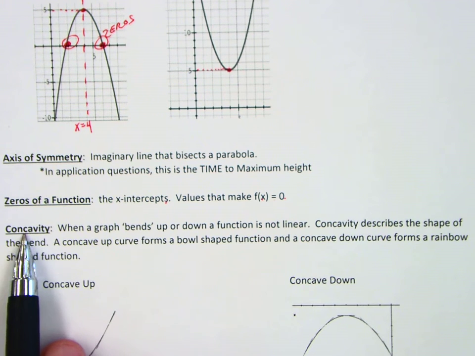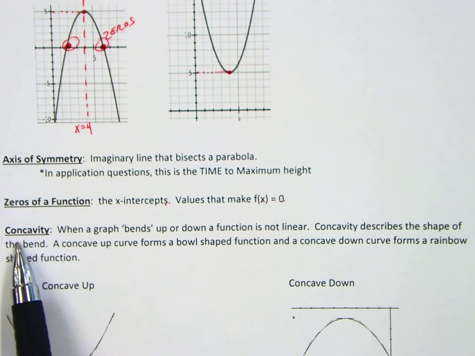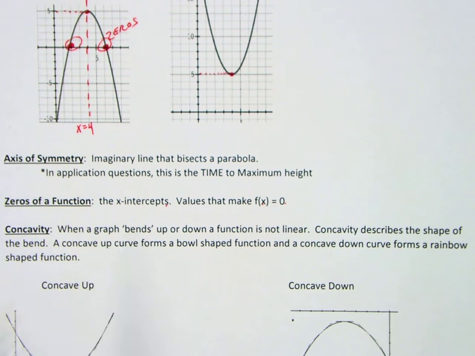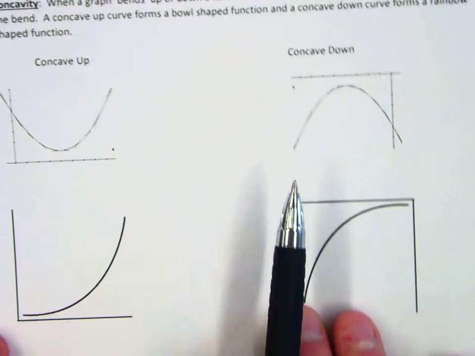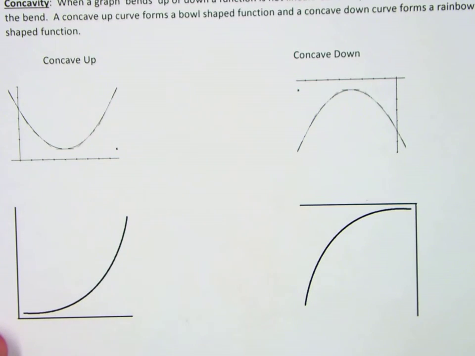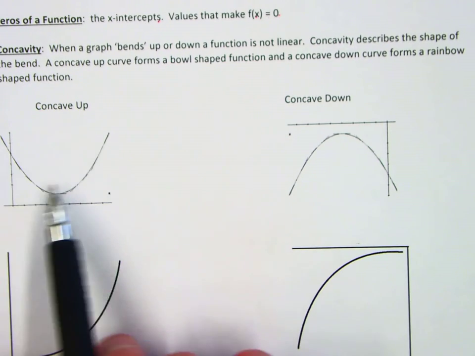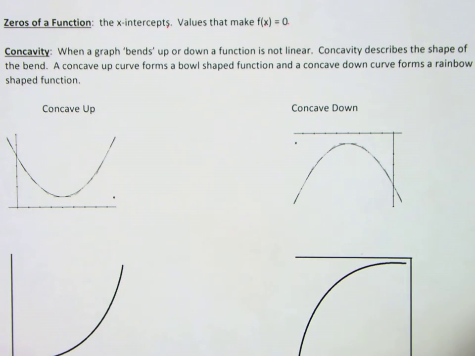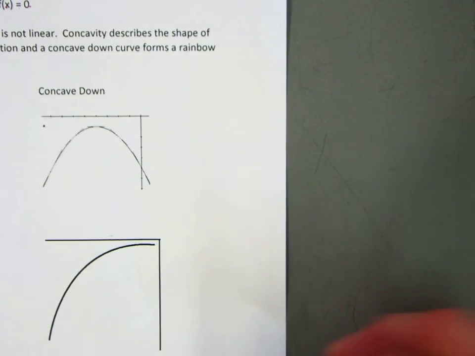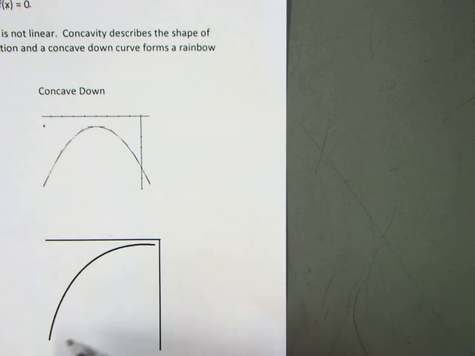The word concavity, related to concave and convex, if you remember that from lenses. Concavity is when a graph bends. It could be a nice parabola, or you could have some type of exponential curve. There are two types of concavity: concave up, which means the graph opens in an upward direction, and it's easier to see that with parabolas. And we also have concave down, where the graph opens like an upside down parabola, or maybe something along the lines of a logarithmic function.